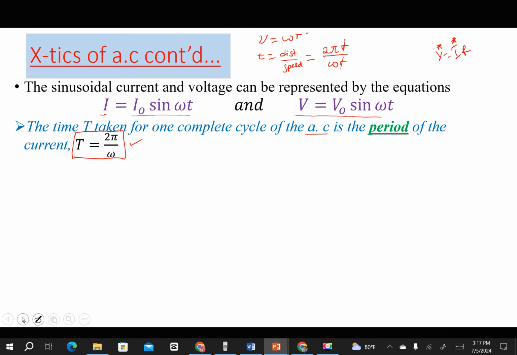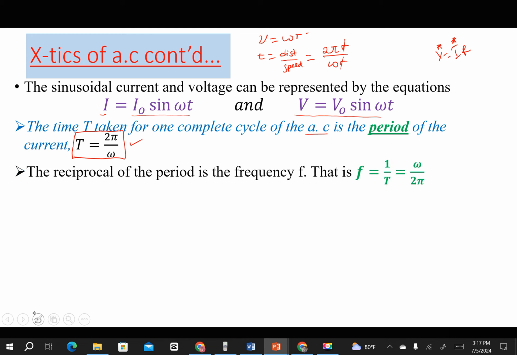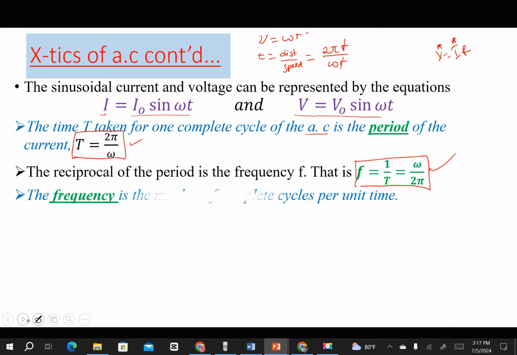Of course, do not forget the concepts of waves. They also apply here. If I know the period, the frequency is the reciprocal of the period, as shown here. And of course, the units are still the same. We know that frequency is the number of complete cycles per unit time.